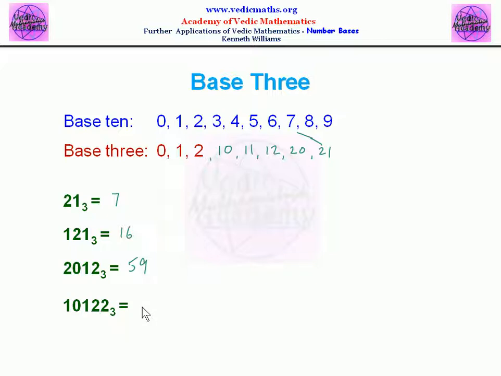Here's a 5-figure number. Same thing, we multiply this 1 by 3, we get 3. Add on 0 is 3. 3 times 3 is 9, and 1 is 10. 3 times 10 is 30, and 2 is 32. 3 times 32 is 96, and 2 is 98. So the columns here are worth 1s, these are 3s, 9s, 27s, 81s. They go up in powers of 3.